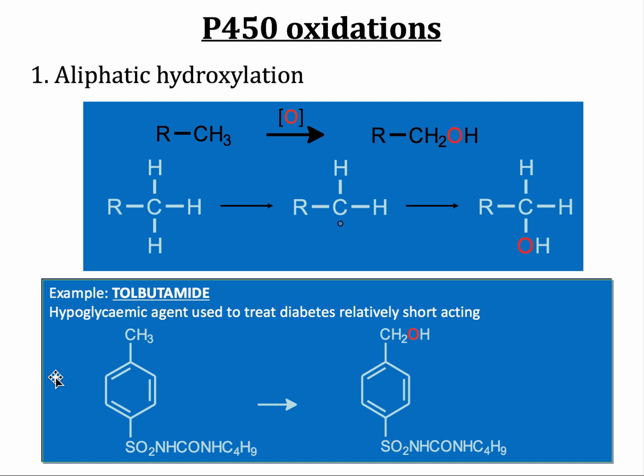hydroxylated. An example of this is tolbutamide, which is used in treating diabetes mellitus, a hypoglycemic agent to treat diabetes, relatively short acting. In terms of aliphatic hydroxylation, what you look for is first the alkyl chain, so the CH3, and the rest is the R group. You go there and simply add an O, CH2OH, so it makes the hydroxylation. So this is aliphatic hydroxylation.